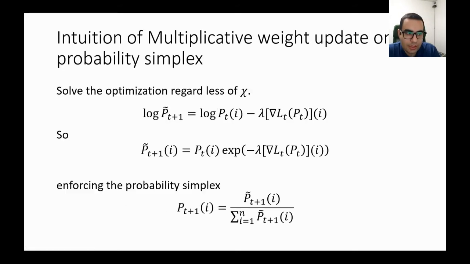Let's try to achieve the simplified rule by first ignoring the probability simplex and just taking a derivative and solving the convex optimization. As you can see, it's just like p tilde t+1 equal to something. It's very similar to gradient descent. Now, if we want to enforce the probability simplex, the simplest way is just dividing it by the sum of the terms. Now, I didn't give any explanation why, but this is how it works, and it's also easy to see why it works.